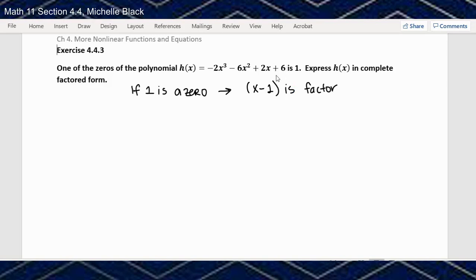If I divide my polynomial by this factor, it'll help me continue to factor my polynomial because it should lower the degree, and then I can try to factor what I'll be left with, which will be quadratic. And since I'm dividing by a linear polynomial with leading coefficient 1, I can use synthetic division. So my k is 1. My coefficients are -2, -6, 2, and 6. Notice I don't need any placeholders and it's already in descending order.